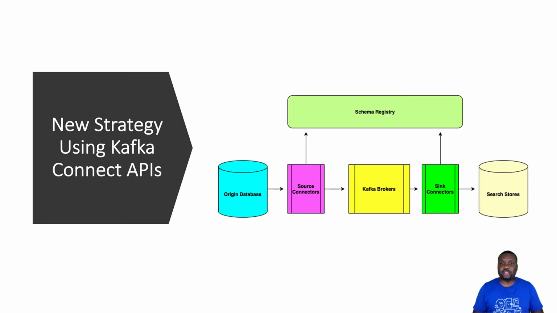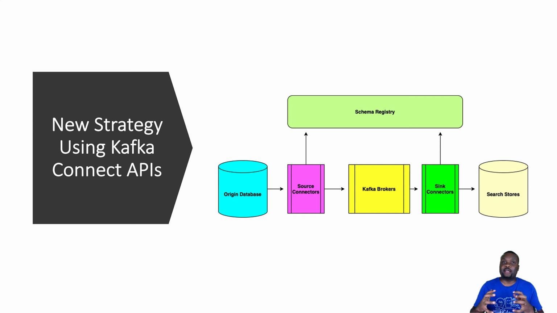So this new strategy is summarized as follows. You have your origin database, which could be something like MySQL, Cosmos DB, Postgres, or MongoDB. And then you have what we call source connectors. These source connectors are responsible for capturing all the changes that are happening in the origin data store, and then pushing those changes as producers into your Kafka brokers.